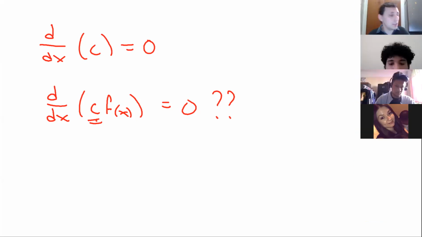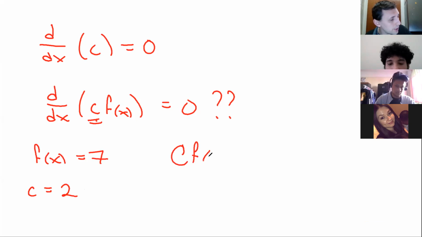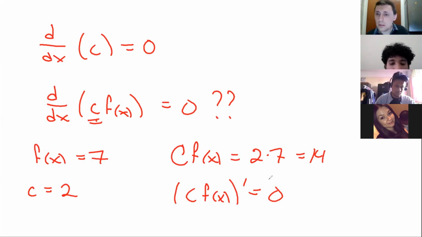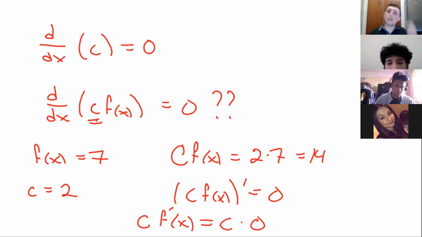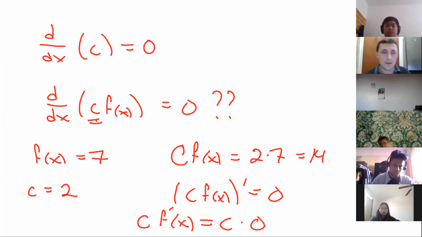So suppose that f(x) is equal to 7 and the constant is equal to 2. Then c times f(x) is equal to 2 times 7, which is 14. And then the derivative of that is 0. Right? But it's still true that it's the constant times the derivative of the function, because that would be constant times 0. So this theorem is true always.